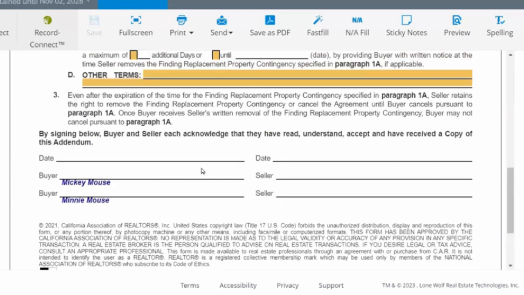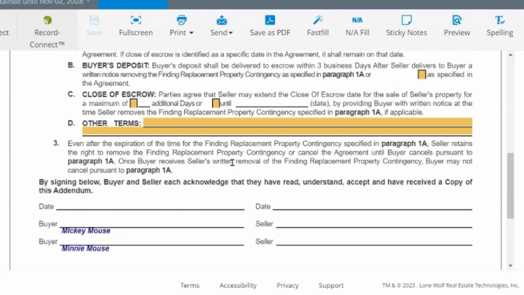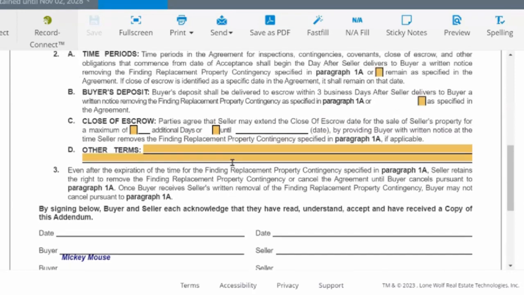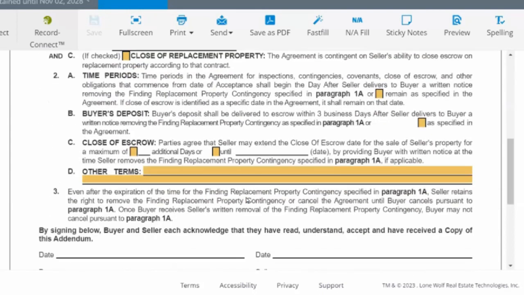And so, yeah, that's pretty much this form. This last part is just saying that if the seller does not identify the property within 17 days, the buyer can give them a notice to perform and then back out of the contract. So any questions on that?